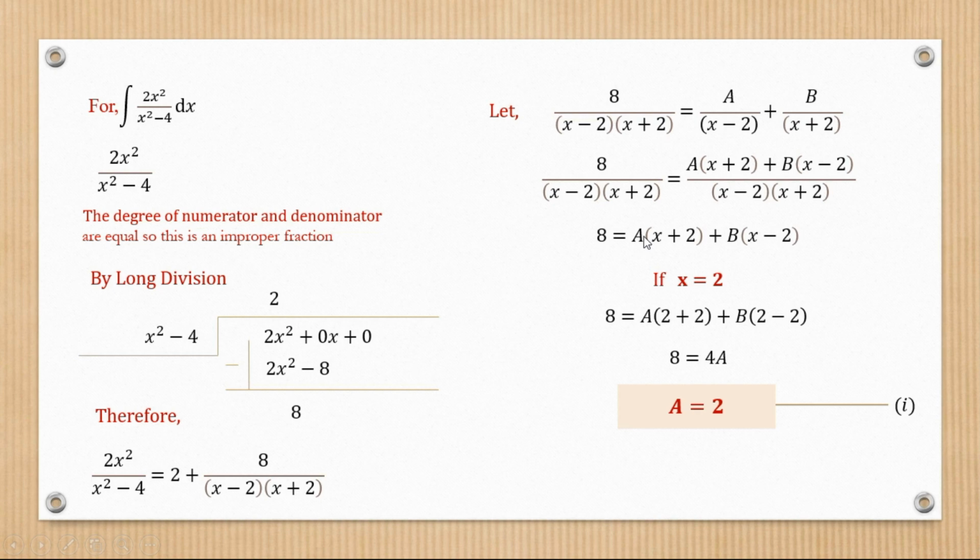Alright, so next we're going to make use of this equation right here again, but now the difference is wherever there was an a, we're going to substitute in a 2. And this is what we end up having. So you can open these brackets, and we'll have 2x plus 4 plus, open these brackets, bx minus 2b. And then we're going to group the terms that have an x and the terms that don't have an x. So we have 2 plus b x plus 4 minus 2b.